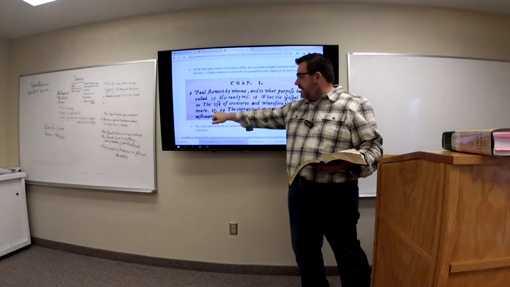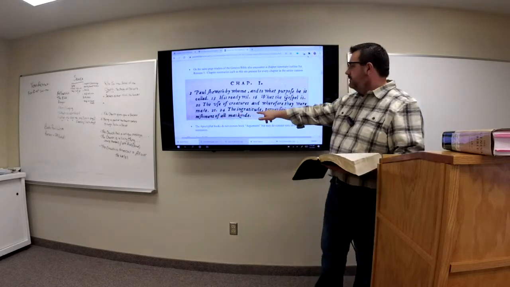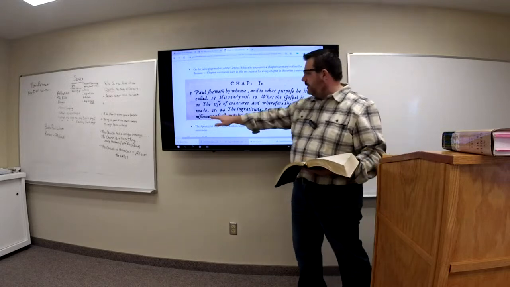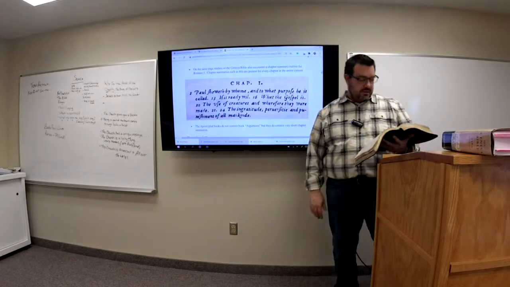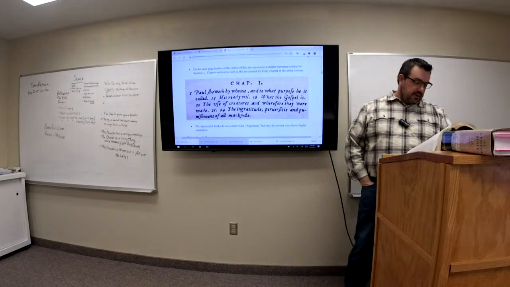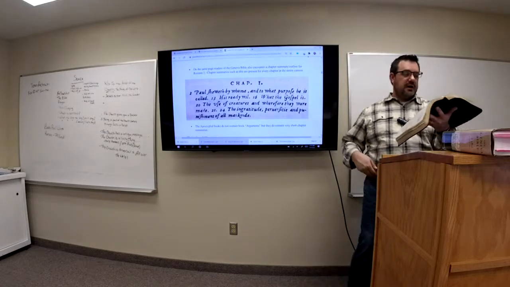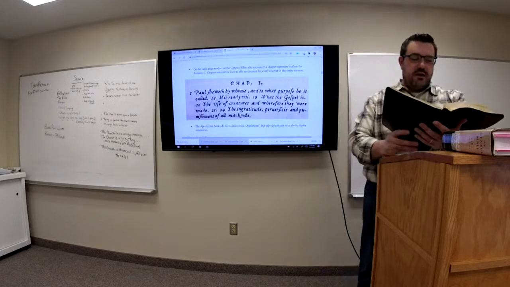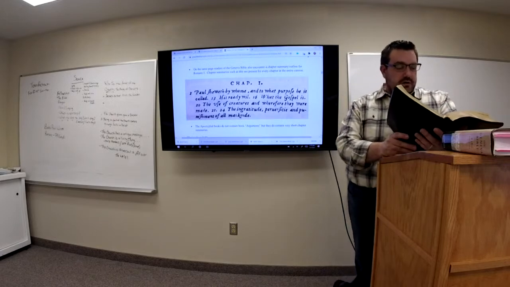So then you've got 21 through 24, the ingratitude, perversities, and punishments of all mankind. Start at verse 21. Because when they knew God, they glorified him not as God, neither were thankful, but became vain in their imaginations, and their foolish heart was darkened.